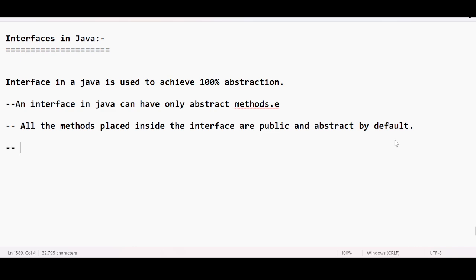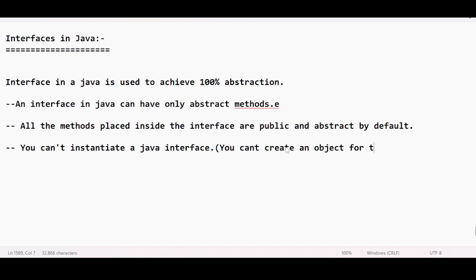The third point: you can't instantiate a Java interface. What does it really mean? You cannot create an object for the interfaces. Unlike classes where you can create objects, you cannot create objects for Java interfaces. Even for abstract classes we cannot create objects. Instantiation means nothing but object creation. So you cannot create an object for the Java interfaces.